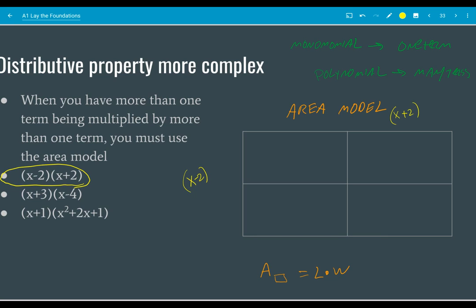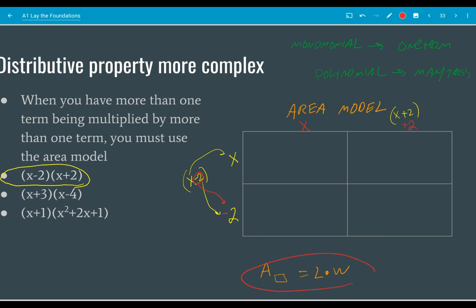So you take one term out of here and put it here. I'm going to put x here. The other term goes here. But be careful. When you do this, the sign always comes with the term. So it's actually negative 2. And then up here at the top, we've got x and we've got positive 2.